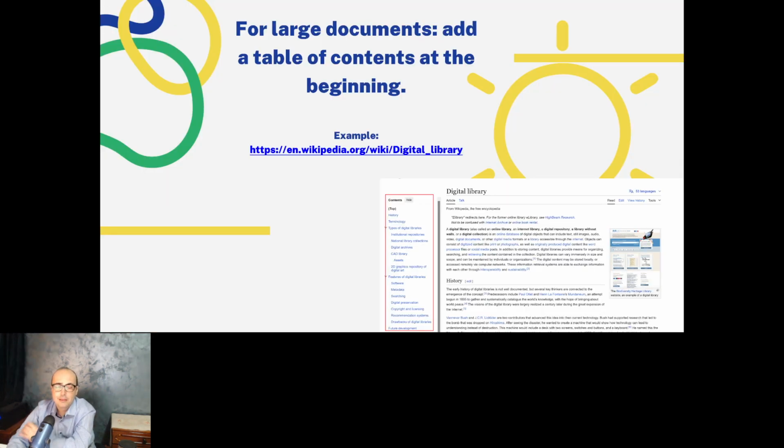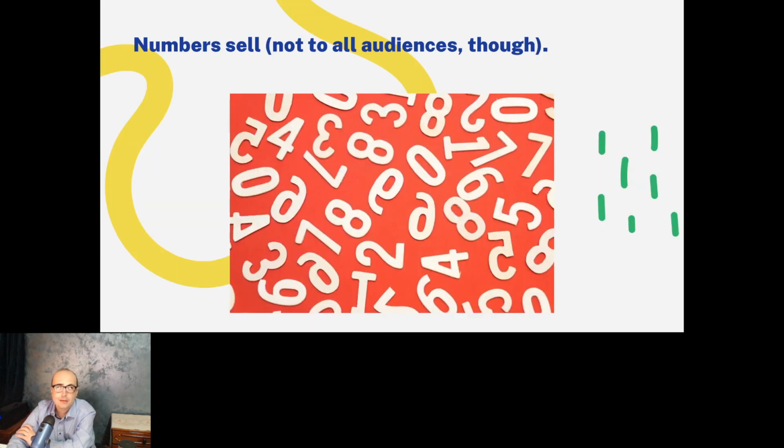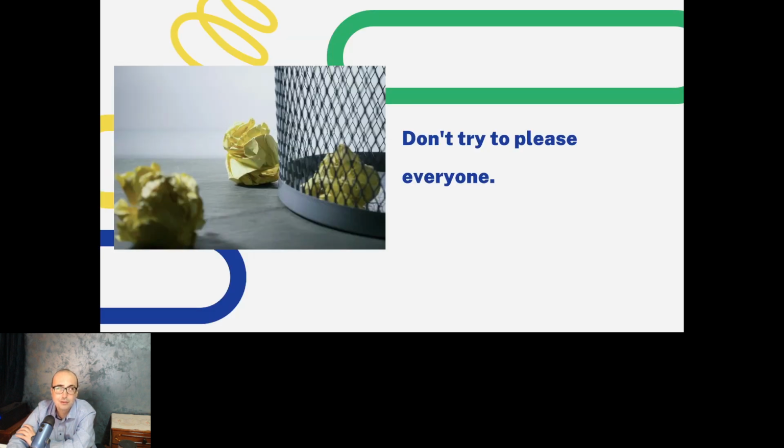Try to put a table of contents if you have a very large article. See the Wikipedia example. Consider using numbers, but adjust to your audience. Perhaps it's not fit for all audiences. Don't try to please everyone with your article. Make it relevant to an audience, even if it's smaller.